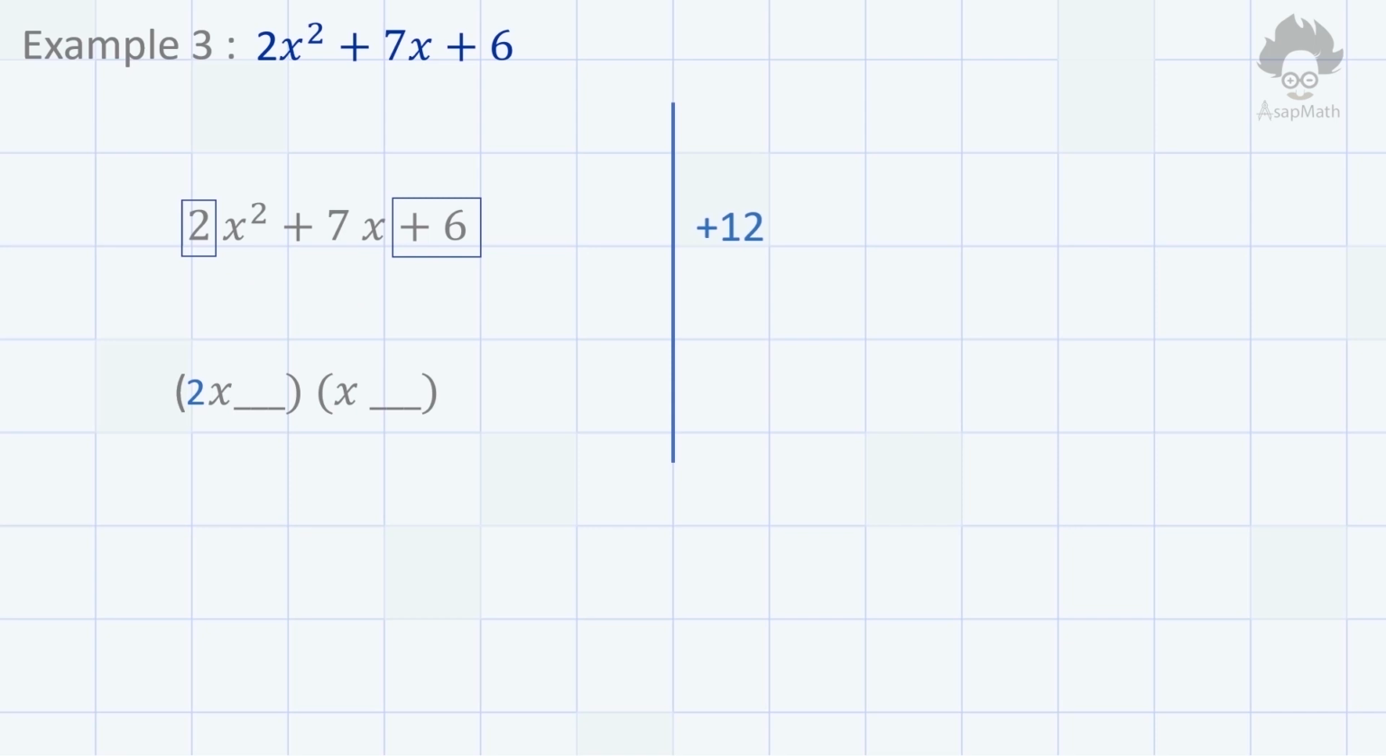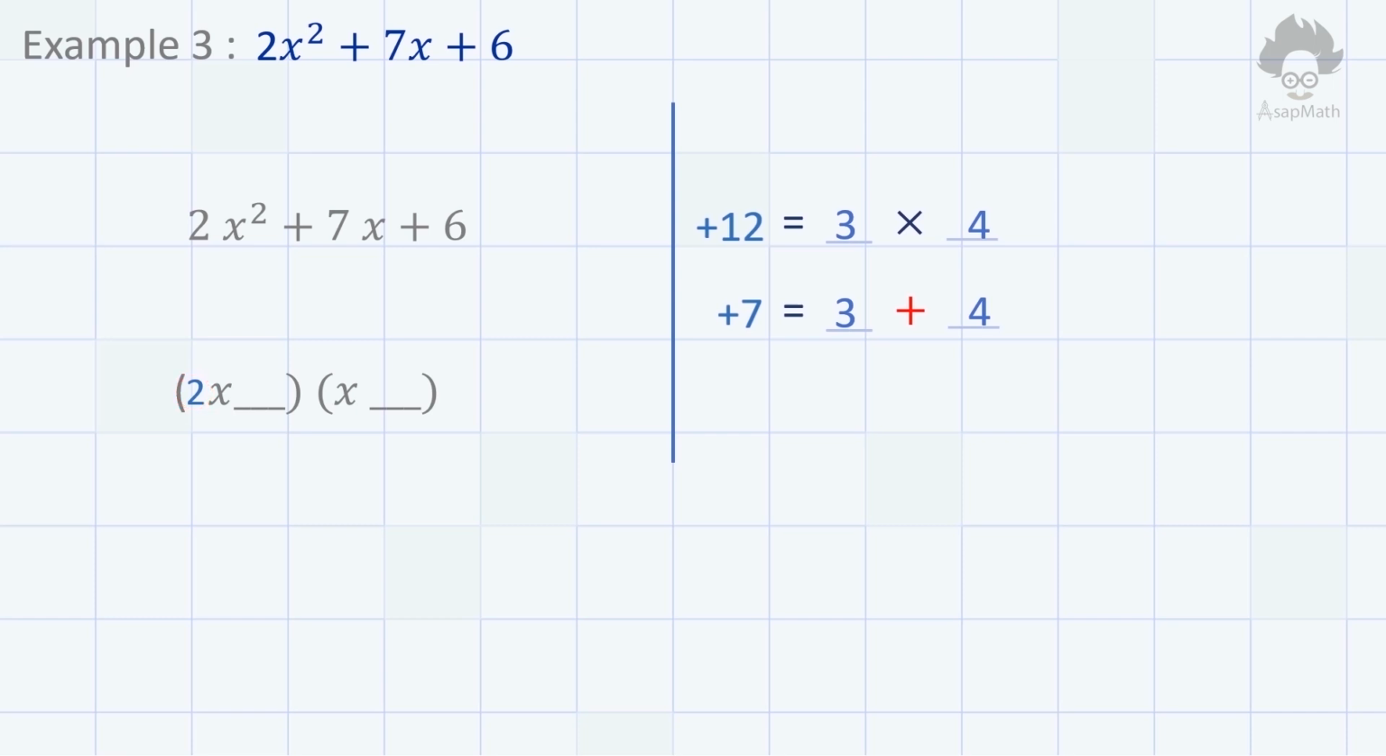Then we should take the coefficient of the x term. It is plus 7. Now we have to find two factors of plus 12 such that the addition of the two factors is equal to plus 7. Plus 3 and plus 4 satisfy both conditions. Can we directly use these two factors to complete the linear expressions? No, we can't. That's because we have already considered the leading coefficient when writing the two expressions.